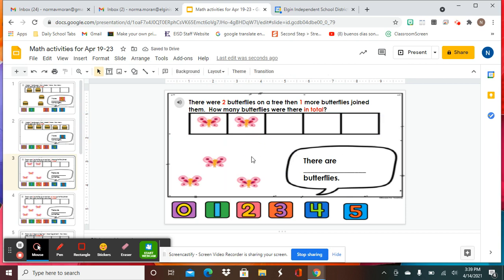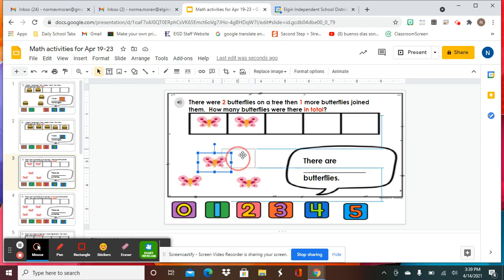Then one more butterfly joined them. So one more butterfly joined them. How many butterflies were there in total? So in total means that I'm going to add them all together. So let's add them together.